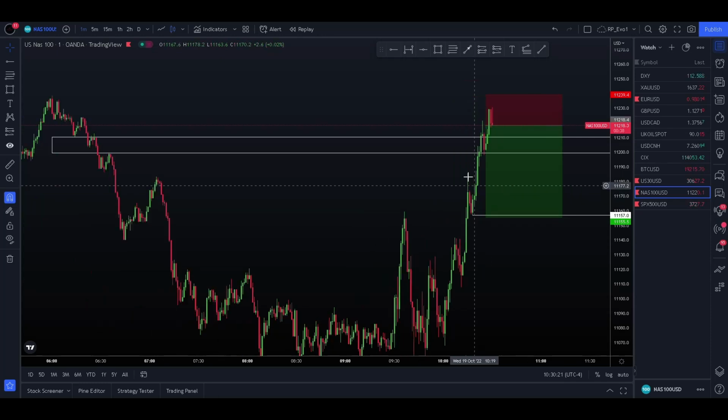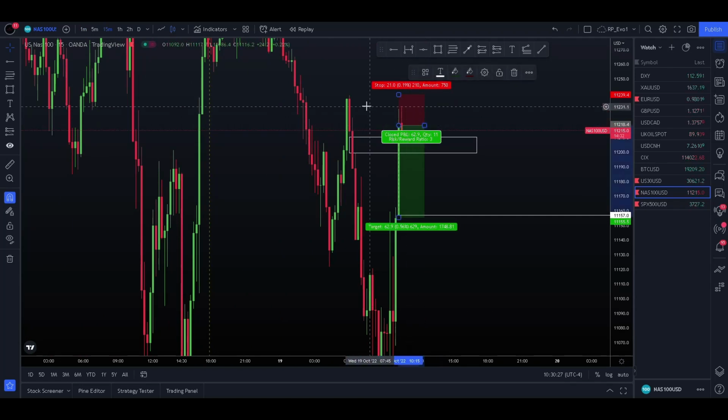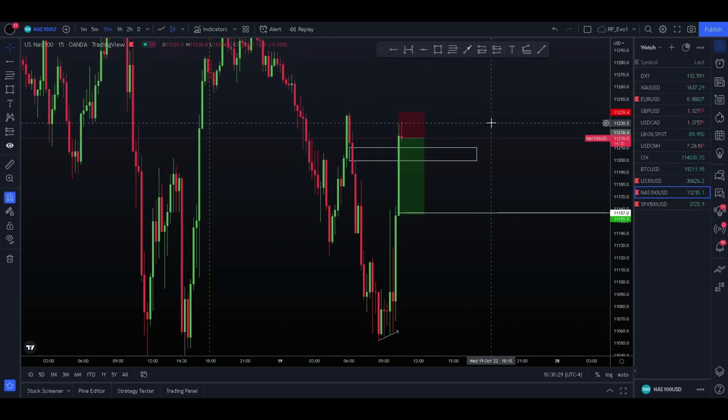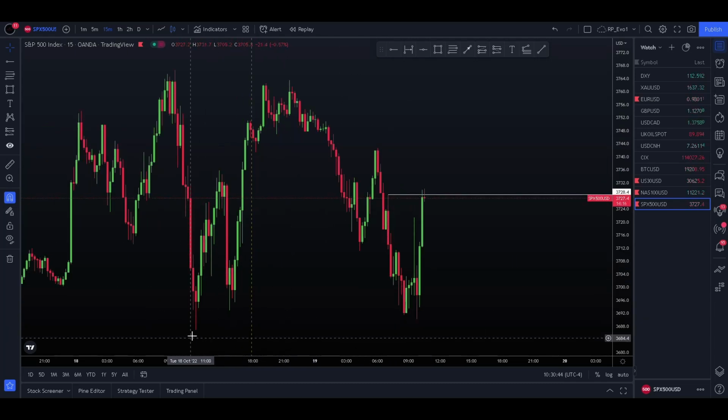Now, see how it looks on the 15-minute chart. Compare this price action with S&P. S&P clearly did not retrace as high. And also we had SMT on the previous lows from the previous day, so we had this retracement higher.